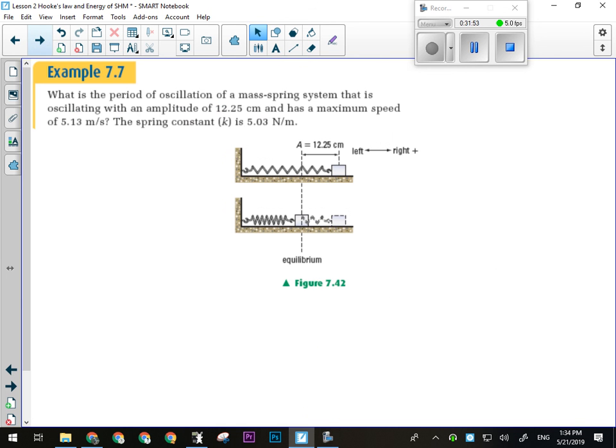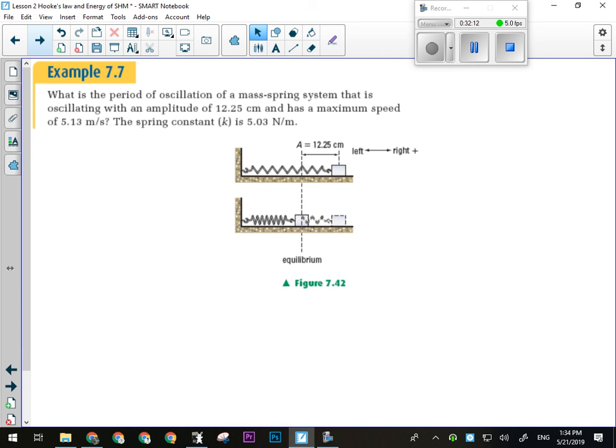We'll skip number 3 for now. This one's a little bit more challenging because you have to combine two concepts on this one. It's looking for the period of oscillation, but you actually have to do some other calculations in order to get the information you need to get the period.